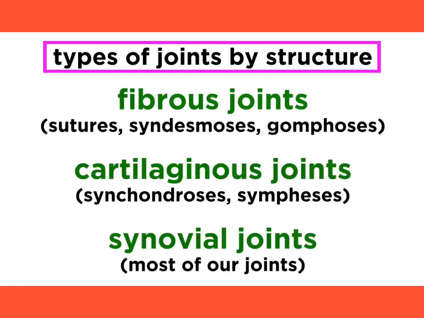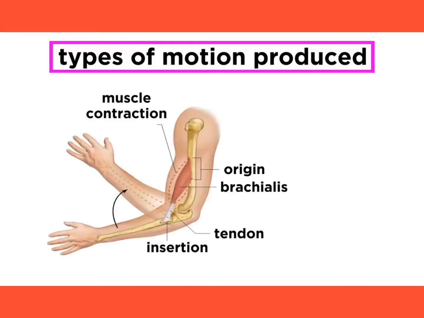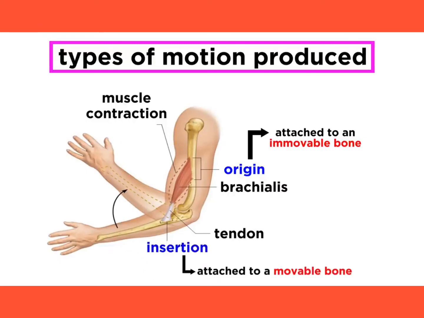Now that we know about the types of joints and their structural features, let's learn about the terminology that refers to the types of motion they allow. Muscles, which we will discuss next, have an origin attached to an immovable bone and an insertion attached to a movable bone. When muscles contract around joints, we get movement, and we can describe this motion by referencing certain lines or axes as well as certain planes of space.